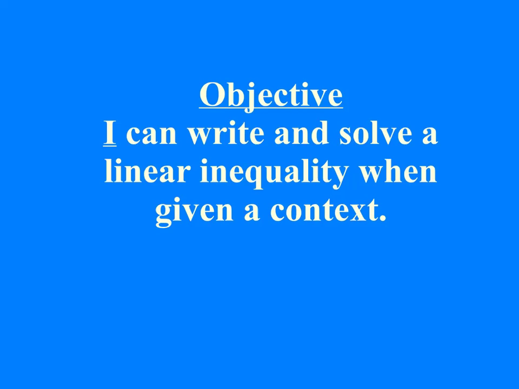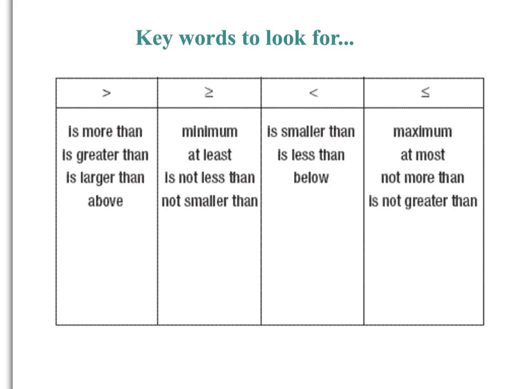In this video, you will learn how to write and solve a linear inequality when given a context. When we solve word problems, it's good to look for keywords that help us figure out what we should do to solve the problem. If you look at the top of this table, we have the 4 different inequality symbols. And below it, there are some different keywords that may show up in the context or in the word problem. These keywords will help us know which inequality symbol we might want to use when we solve the problem.